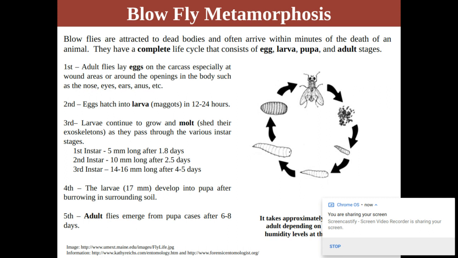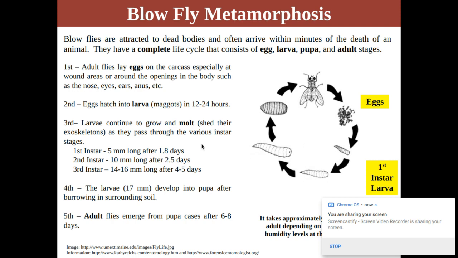The complete life cycle of a fly consists of egg, larva, pupa, and adult stages. The first thing that happens is an adult fly lays eggs on the carcass, especially around wounds or openings in the body. The eggs then hatch into larvae. This happens within 12 to 24 hours. So if you can see larvae, the body has been there for at least 12 hours.